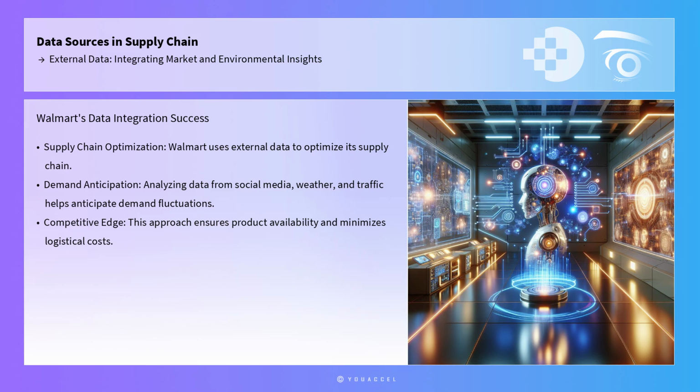One illustrative example of successful data integration is Walmart's use of external data to optimize its supply chain. By analyzing data from social media, weather forecasts, and traffic patterns, Walmart can anticipate demand fluctuations and streamline its logistics operations. This data-driven approach enables Walmart to maintain its competitive edge by ensuring product availability and minimizing logistical costs.